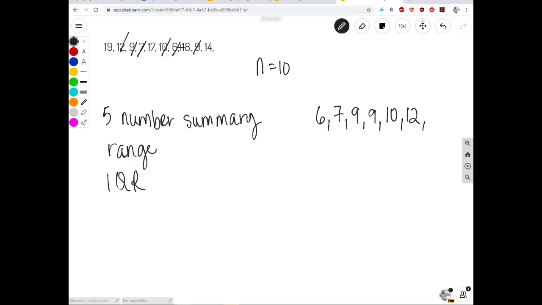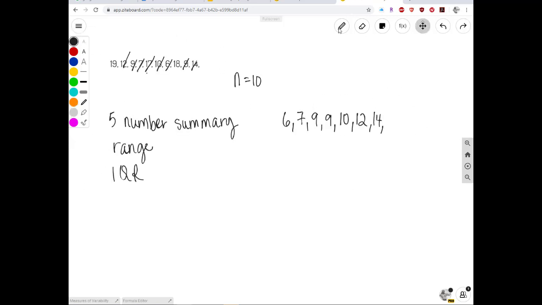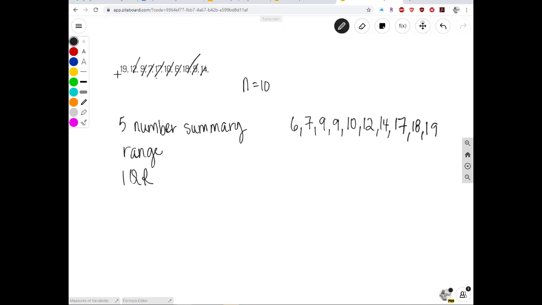Then I see 14, 17, 18, 19. Okay, I'm going to scooch this over a little bit here. 17, 18, 19. 1, 2, 3, 4, 5, 6, 7, 8, 9, 10. Yep. 17, 18, and 19. All good.